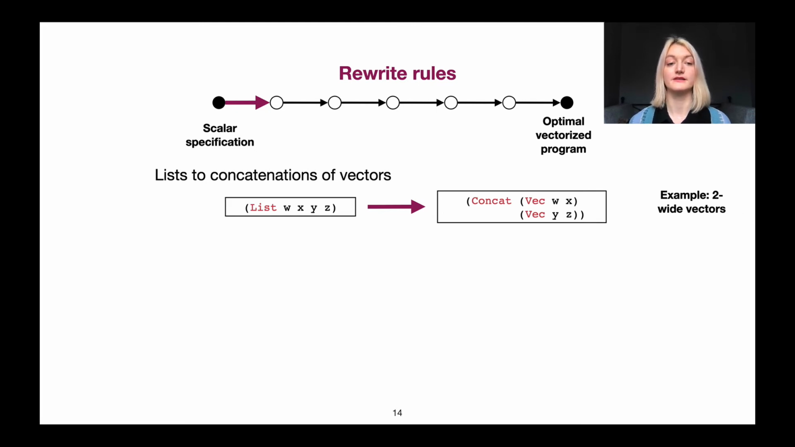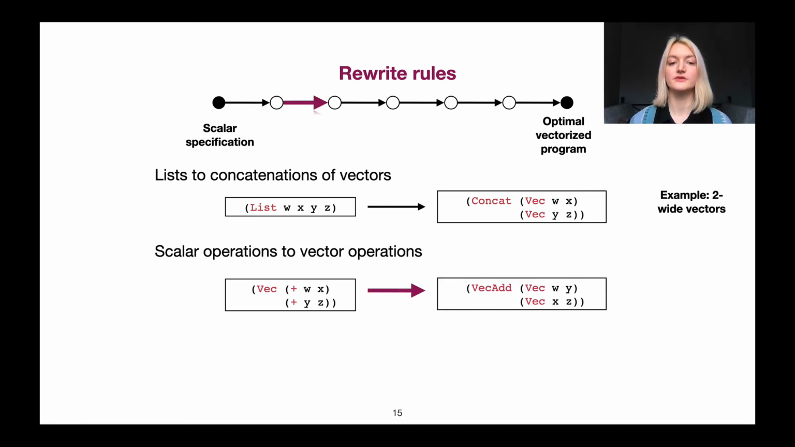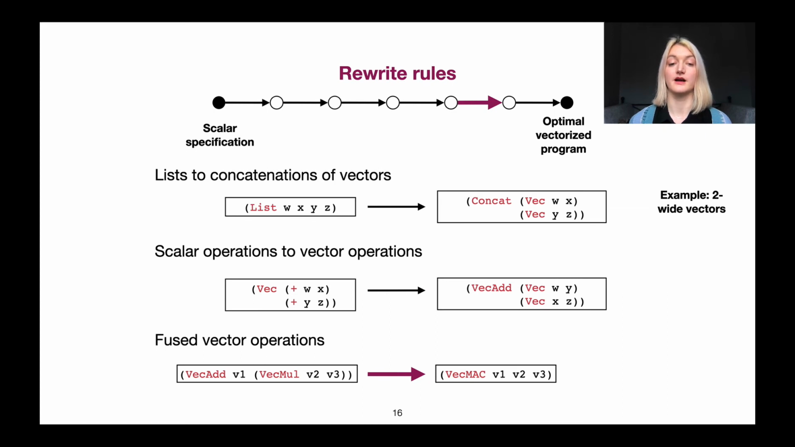says that we can treat lists as concatenation of fixed-size vectors, here of width 2. We then have a rule that says that scalar operations of the same instruction, for example add, can be rewritten to vector operations, and we also can fuse vector operations, for example vector multiply accumulate.